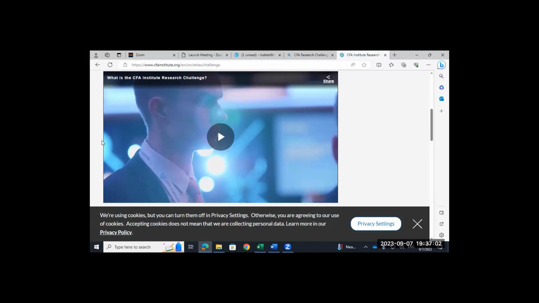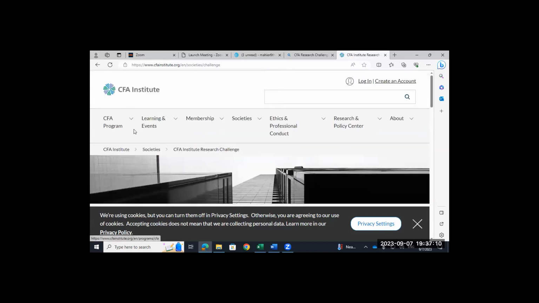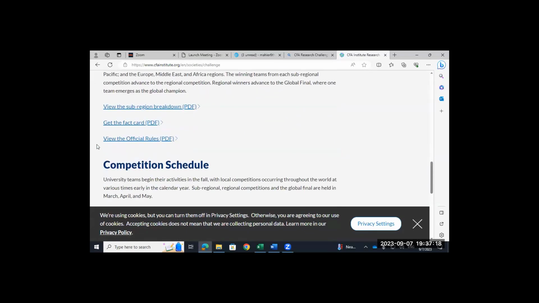We're one of the top 2 or 3 as far as the number of times we've made it to the next round. So we've done pretty well. But if you're interested in it, they do have a website, CFA Institute Research Challenge. You can see that now.